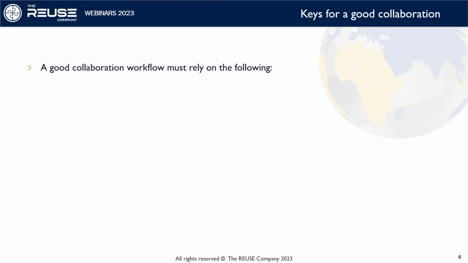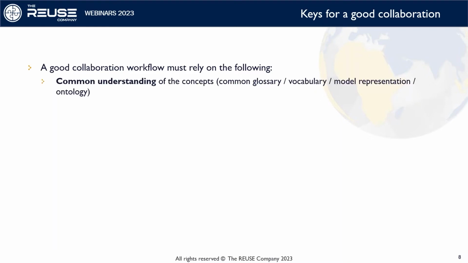And a good collaboration workflow, here if we speak about workflow, must rely on different things. The first one is the common understanding of the concept. So it's closely related to what I just mentioned. So if you want to understand the common goal, we have to use exactly the same words, or if we communicate, make sure that these words mean the same to all people involved in the project. So this is realized by using common glossaries, vocabularies, or even ontologies.